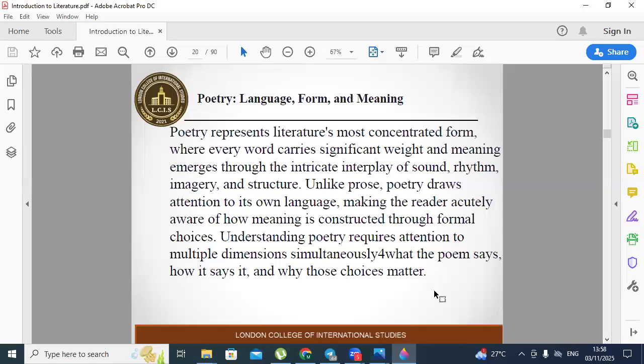Poetry: language, form, and meaning. Now let's explore each genre in more depth. Beginning with poetry, poetry represents literature's most concentrated form, where every word carries significant weight and meaning emerges through the intricate interplay of sound, rhythm, imagery, and structure.